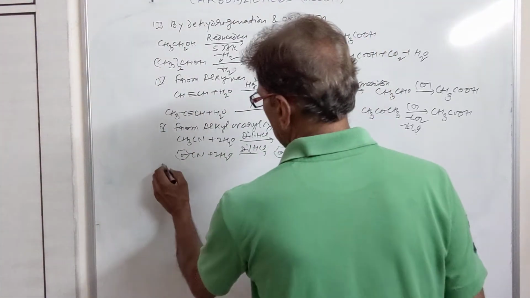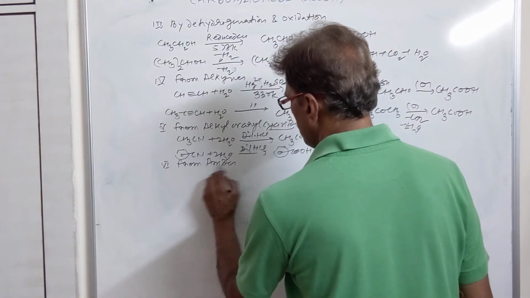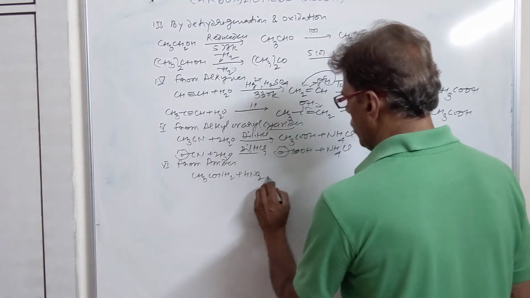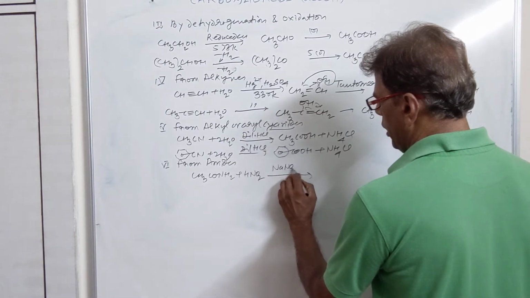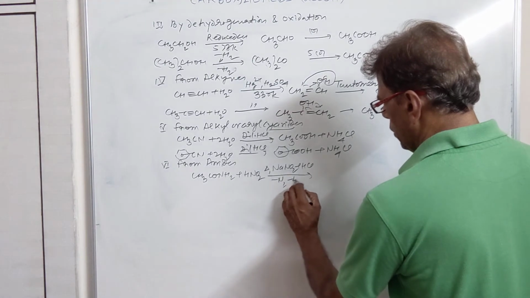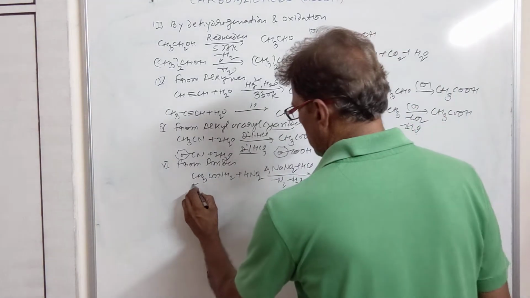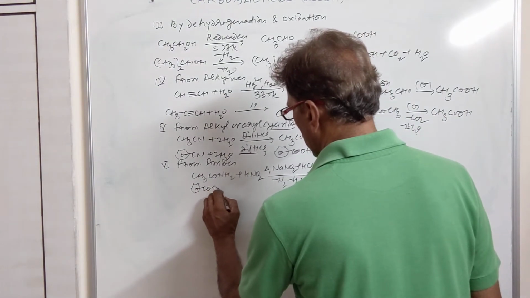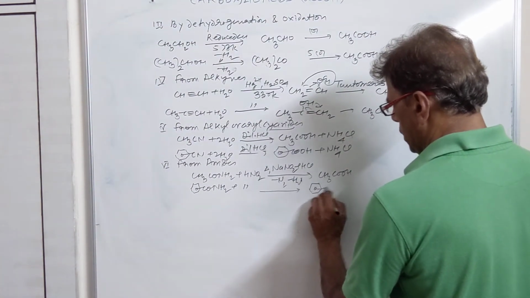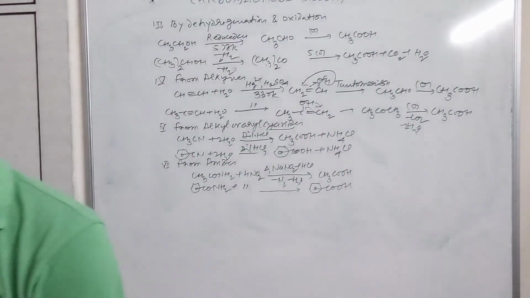Then we have the sixth method, that is from amides. CH3CONH2 when treated with HNO2. HNO2 comes from the reaction of NaNO2 with HCl. You will lose N2, you will lose water, then you get CH3COOH. And similarly, if benzamide is taken, this was ethanamide. If you take benzamide, treat it with the same, you will get benzoic acid from this method. So these are the 6 methods of preparing carboxylic acid.